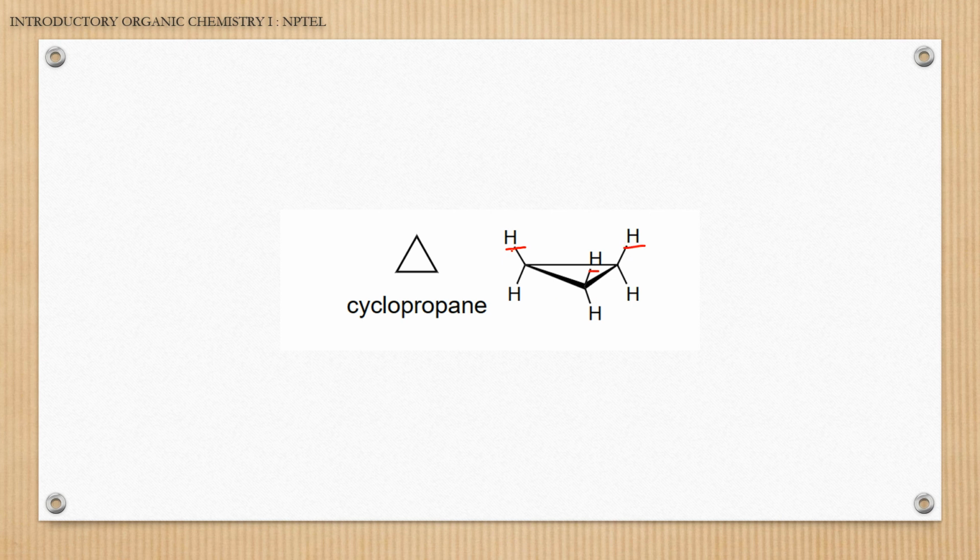So the eclipsing interaction is also contributing to the highest ring strain. So you can say the torsional strain as well as the lesser bond angle, both of them compile together to give you the highest ring strain in the cyclopropane moiety. Is it understood to everyone?